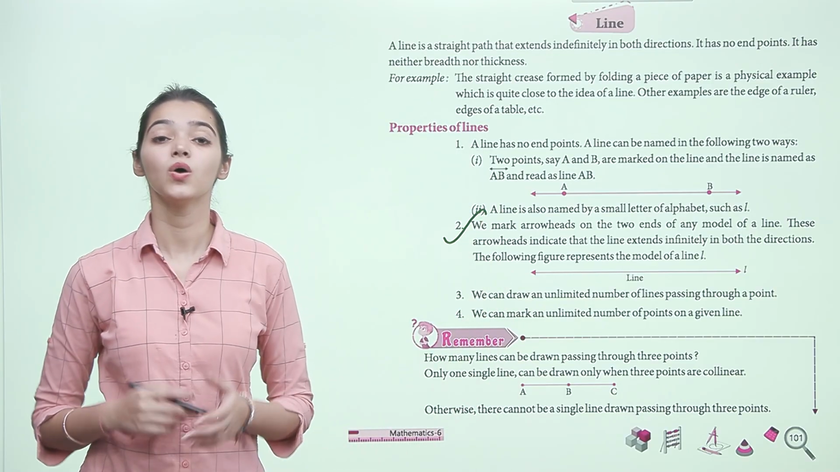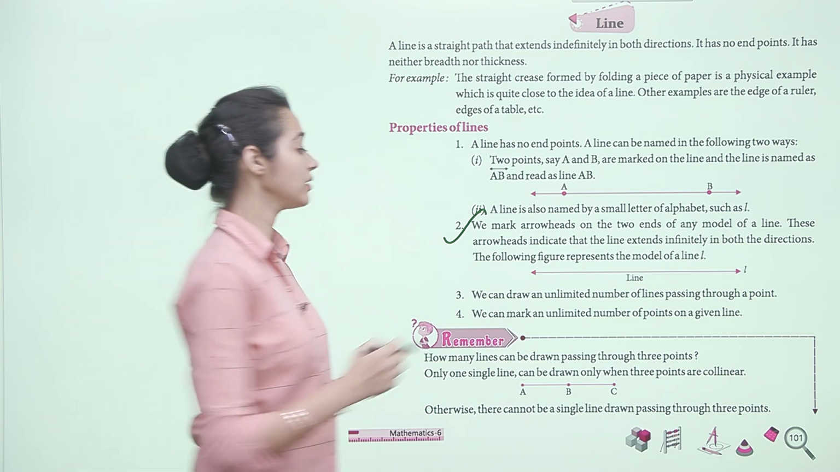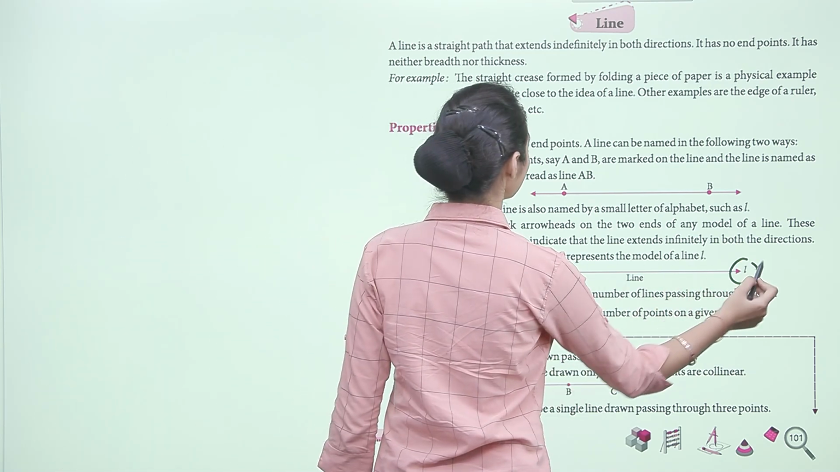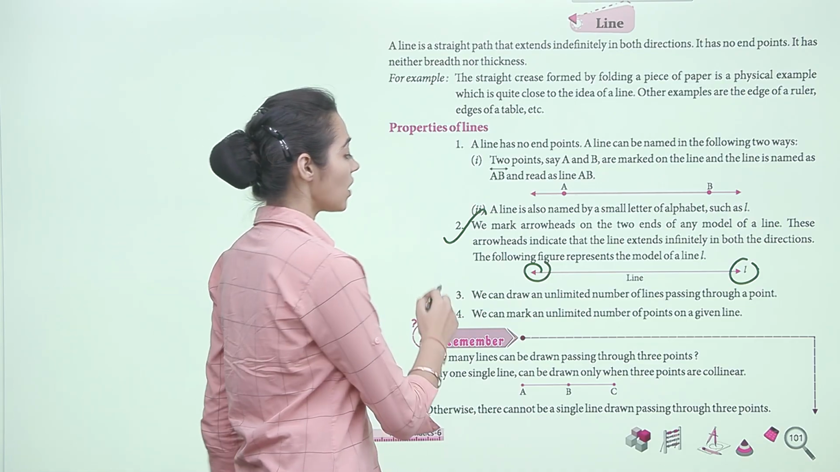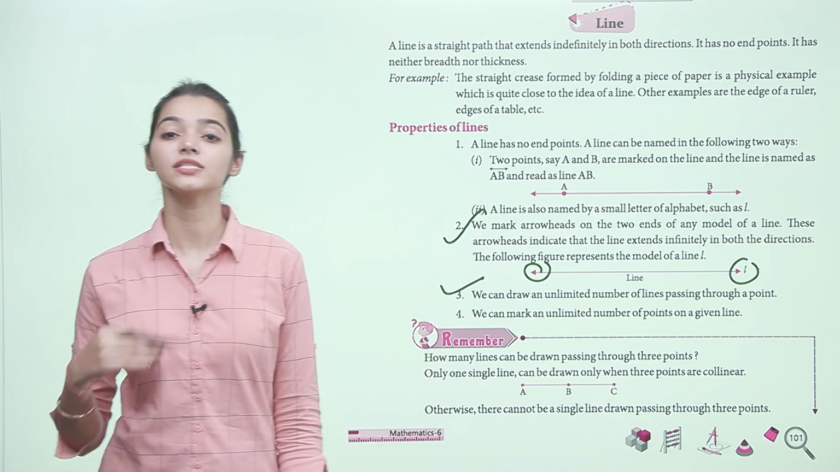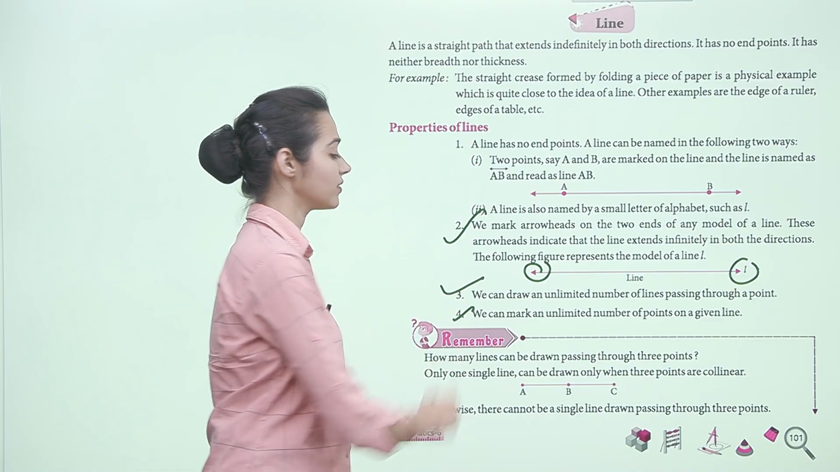Second point says that we mark arrowheads on the two ends of any model of a line like this. These indicate that the line extends indefinitely in both the directions. Now we can draw unlimited number of lines passing through a point and we can mark an unlimited number of points on a given line.